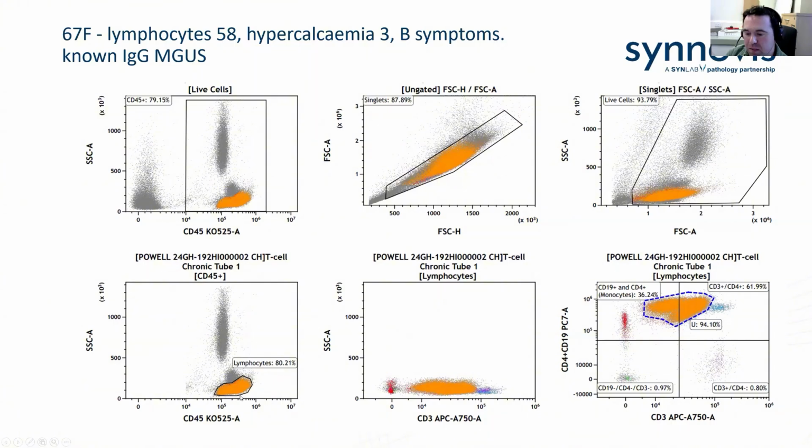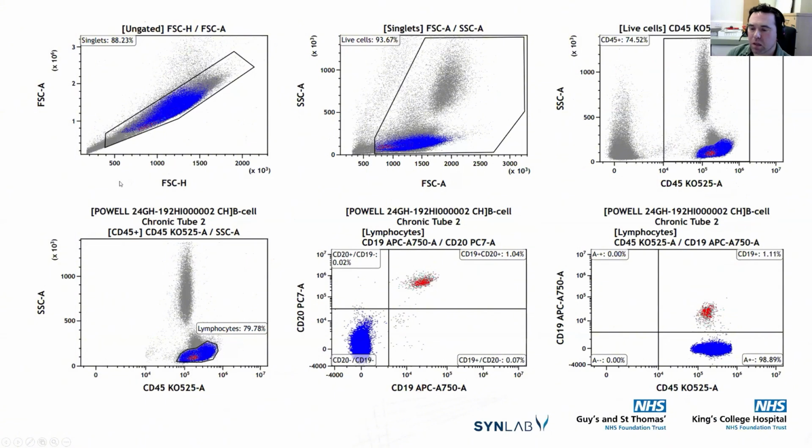We picked it up on side scatter, CD45. We picked out this population, which was 80% lymphocytes. And then we saw that that population was all CD3 weak. The population was all CD4. So it's CD4 CD3. And then in our second tube of that chronic panel, this population was all CD19 negative. So not B cells. These were all T cells.